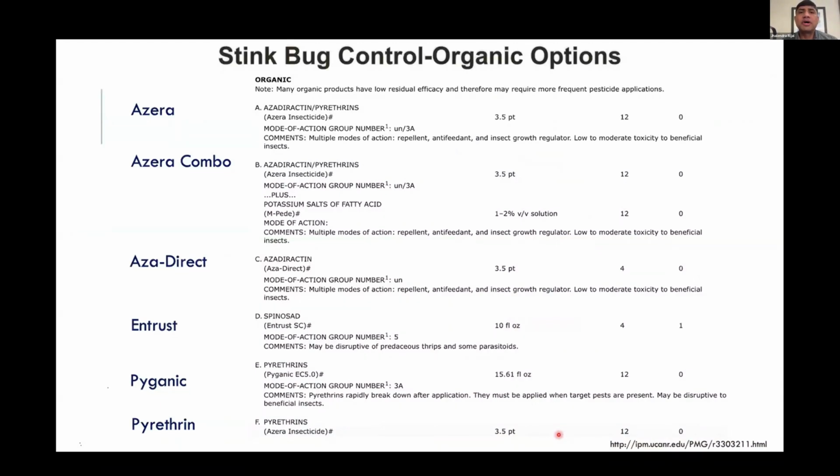You can also look up the UC IPM guidelines, and we also listed some of the organically approved options in there too. Mostly these are neem-based products and some pyganic and pyrethrin-based products, mostly pyrethrin-based, for the organic situation. Again, these are all available through the UC statewide IPM program and their guidelines, so you just need to find the source from there.